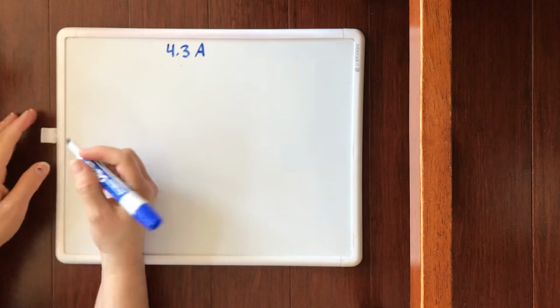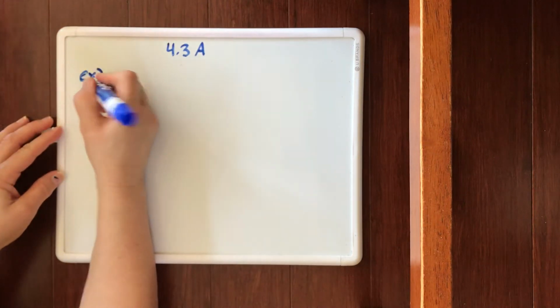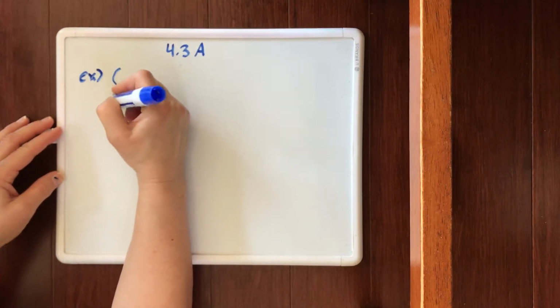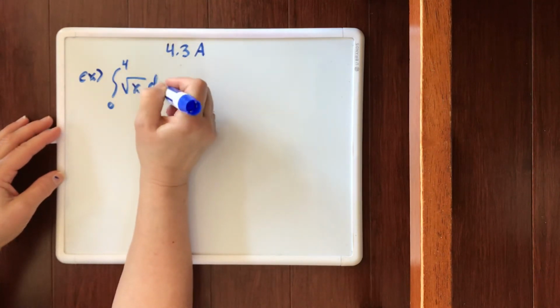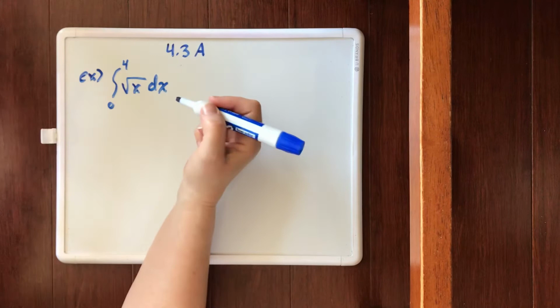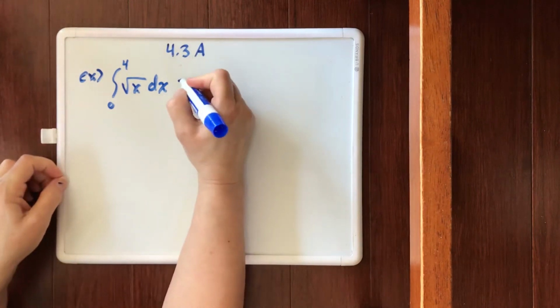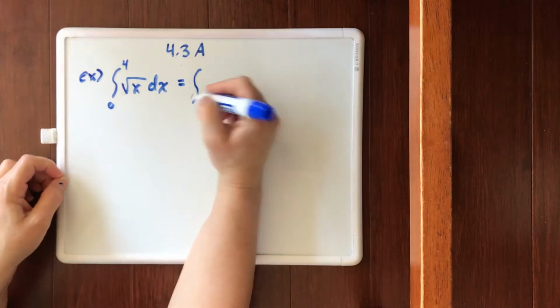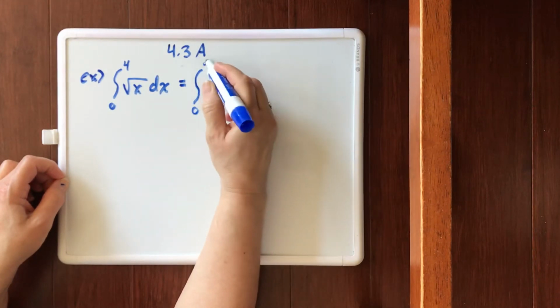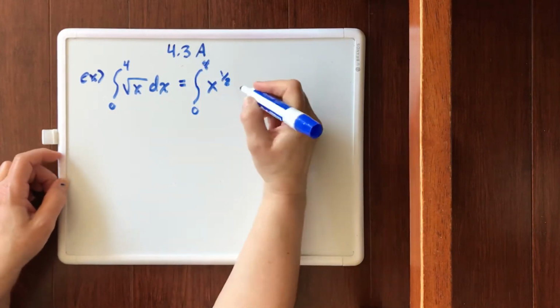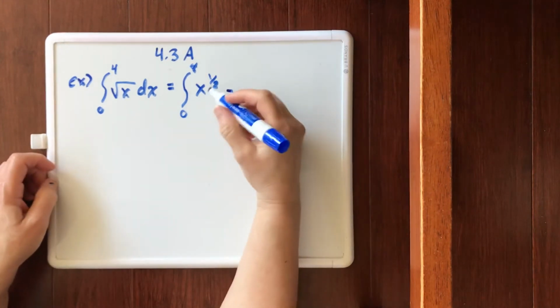Okay, let's do another problem. We're going to go from 0 to 4. Go on. Okay, from 0 to 4, let's go ahead and change this square root to a 1/2 exponent. And then from here, we're going to integrate this.